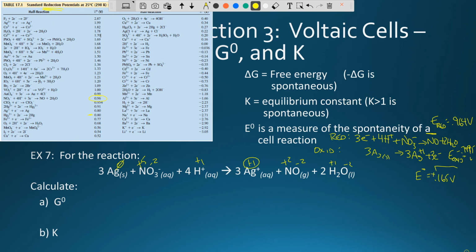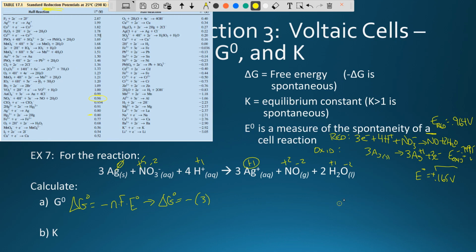Okay, and so as we go, let's go ahead and find our delta G. My G value is going to be a function of the negative of the number of electrons times my Faraday's constant times that E value. So again, like I said, you just plug the numbers in. Okay, so my delta G is going to be a negative.